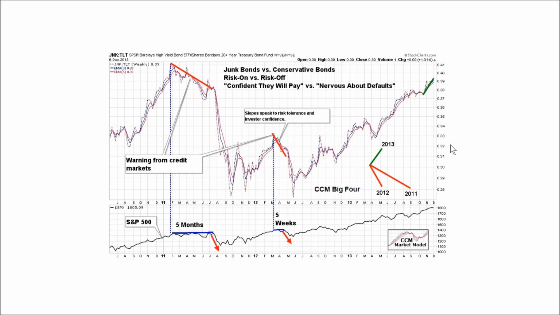How the market model uses this: we have price above blue and red, blue above red, and the slopes up. That's checking positive or bullish boxes in the CCM market model. It doesn't tell us how long this will trend in this direction. It doesn't necessarily predict anything. We're looking at market profiles. This is a bullish profile, and we read it as such until the observable evidence begins to shift. You can see the observable evidence begins to shift early, in this case before the stock market falls, and 5 weeks in this case.